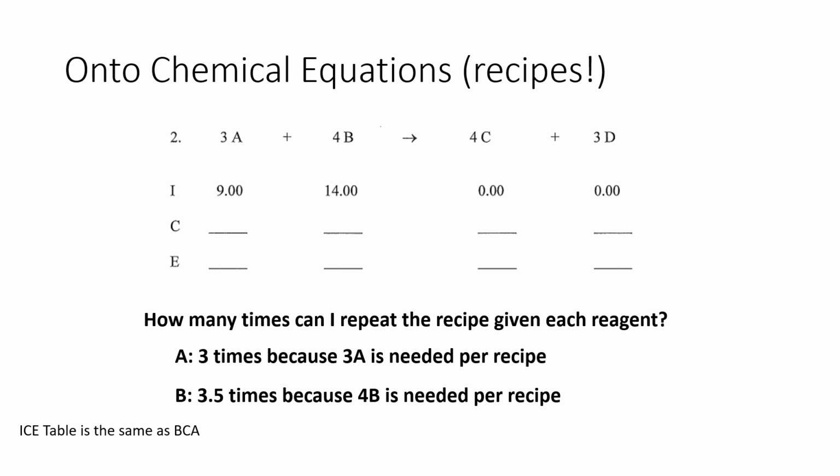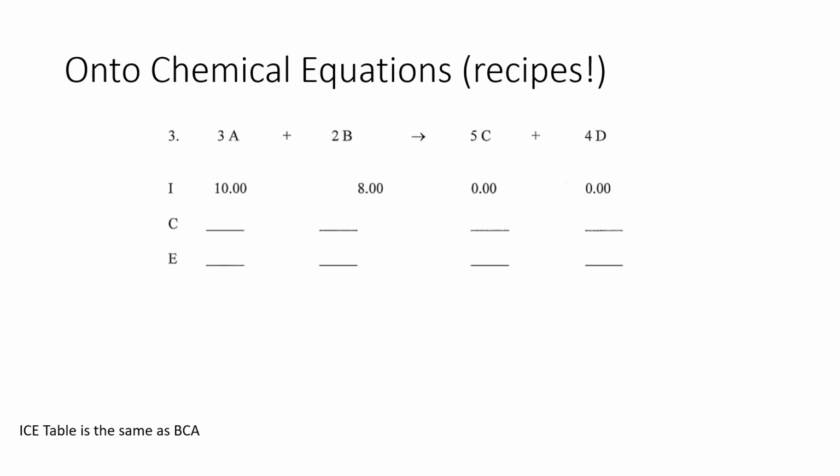So which one is going to be your limiting reagent? Yes, it's going to be A because 3 is less than 3.5 times. So with that being said, A is the limiting reagent. Hopefully you're following along here. Let's go to the next question.